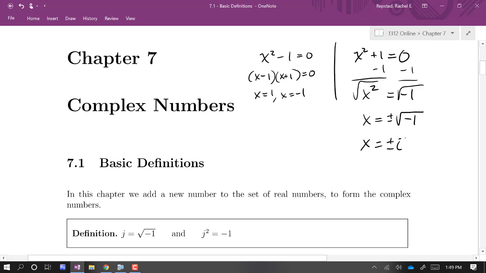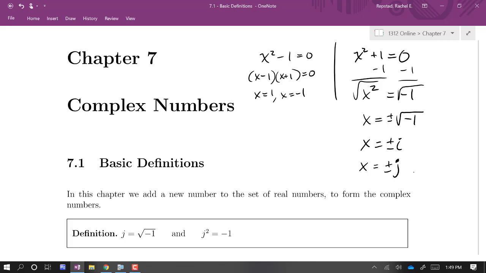Now, we are working in a technical mathematics book with a lot of engineering applications, and for that reason, instead of calling it i, we call it j. And the reason for that is that in electrical engineering, i stands for a current. So we use j, and as you'll see, that'll be true in most engineering textbooks, we'll use j as well. So we start with a new definition.